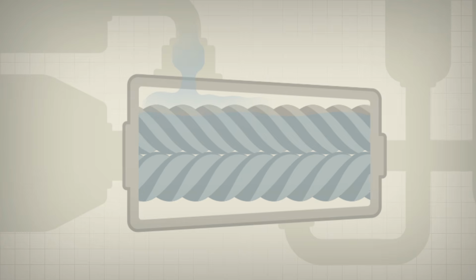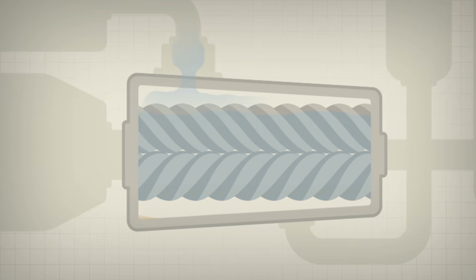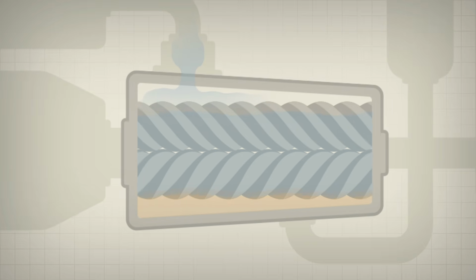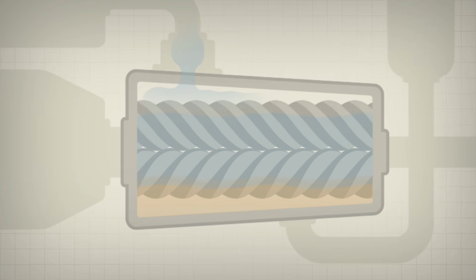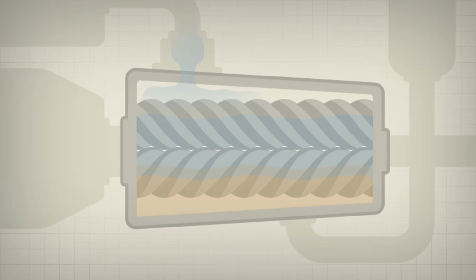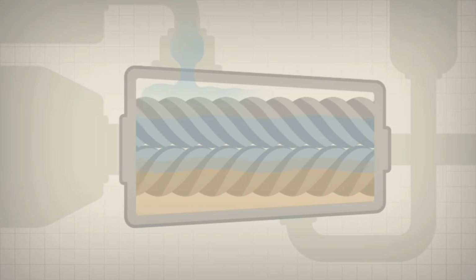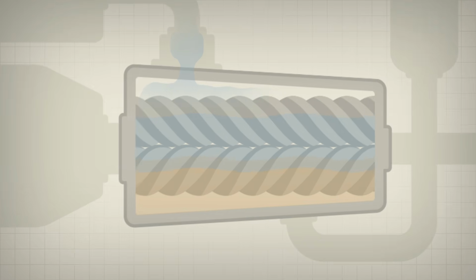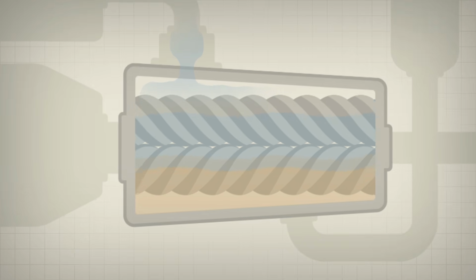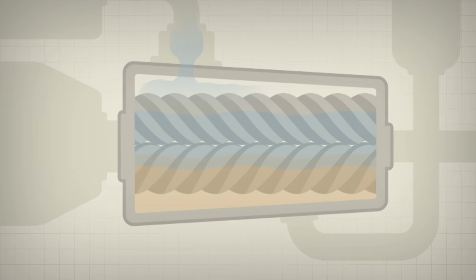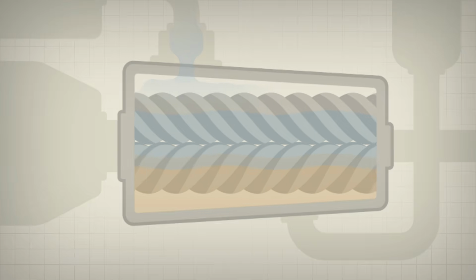In oil-flooded compressors, oil plays a critical role in sealing, cooling, and lubricating the system. As the rotors spin, oil seals the trapped air between the lobes. As the trapped air and oil mixture moves forward, the space between the rotors decreases, compressing the air and increasing pressure. The hot air and oil mixture exit the chamber through the discharge tube.